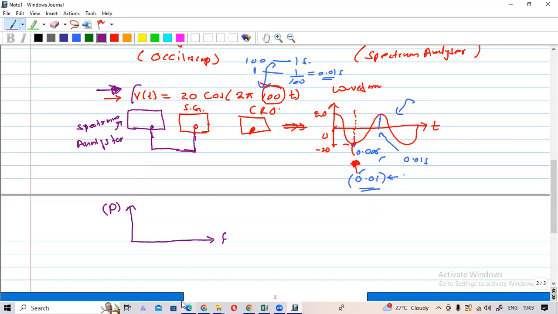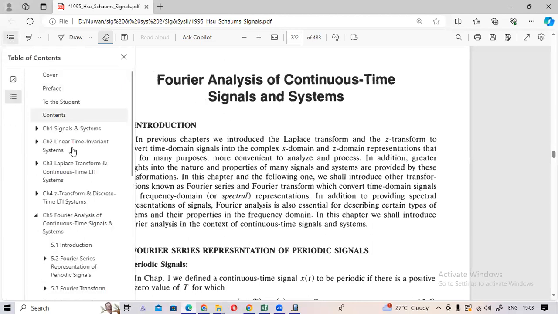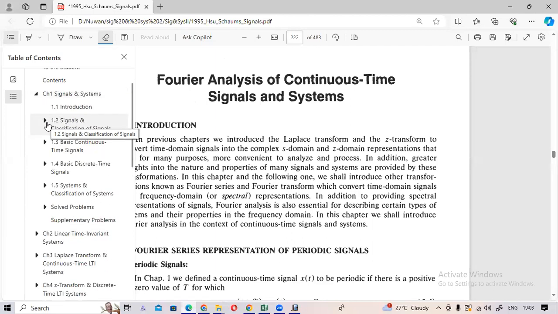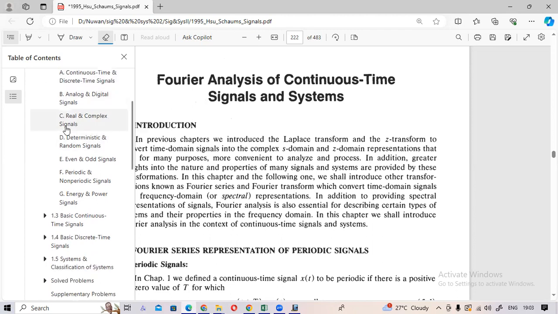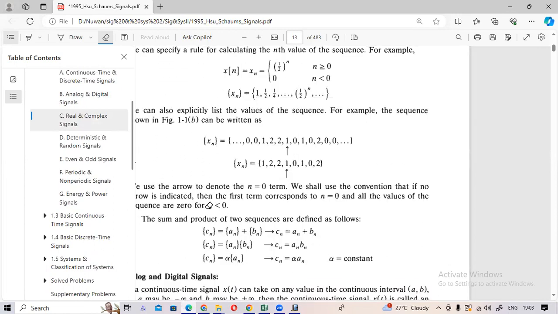So I think you have learned it in signals and systems. There are many types of signals. These are some types: continuous time, discrete time, analog, digital, real signal, complex signal.